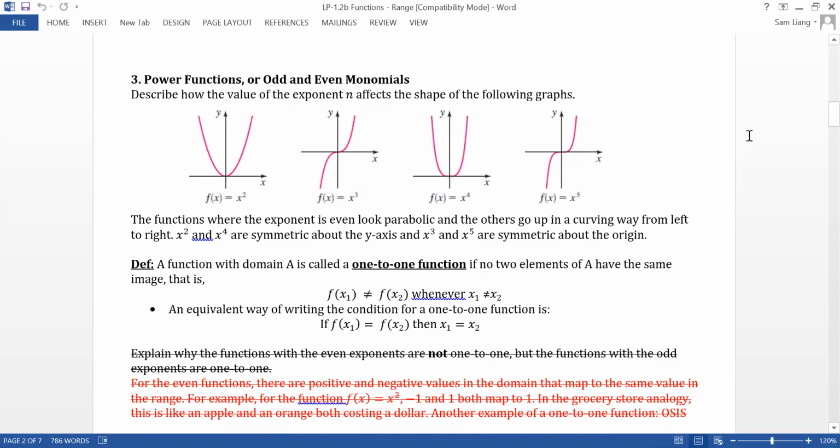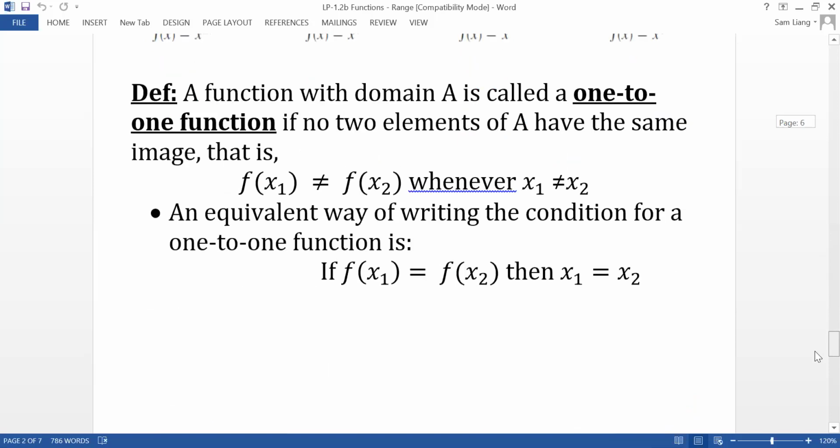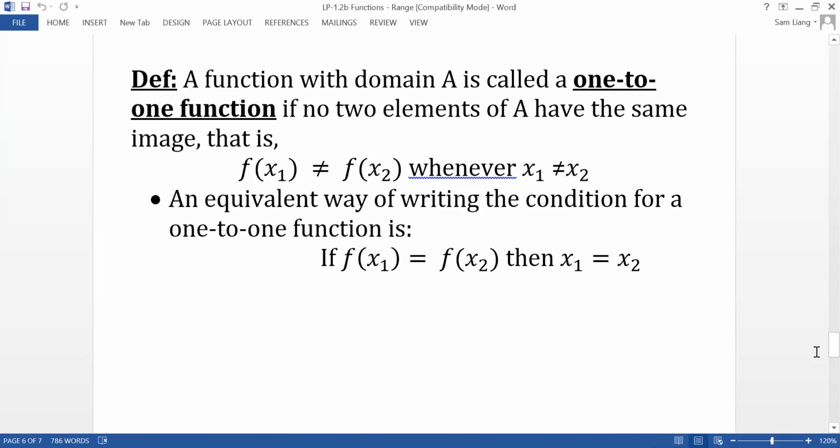Next, I'm going to talk about one-to-one functions. Okay, so I know there's a lot of notation here, but this is actually a pretty simple idea. I'll give you the analogy after I read the definition. So here it says a function with domain A is called a one-to-one function if no two elements of A have the same image. Image, that's just a fancy word for y value. That is, f of x1 is not equal to f of x2 whenever x1 and x2 are not the same. An equivalent way of writing the condition for a one-to-one function is if f of x1 equals f of x2, then x1 equals x2.